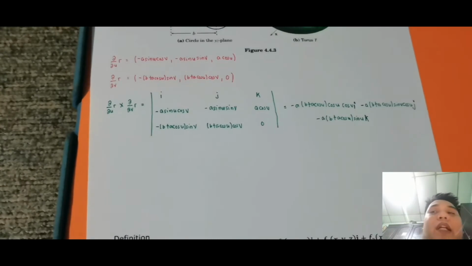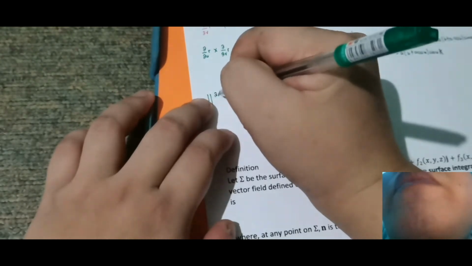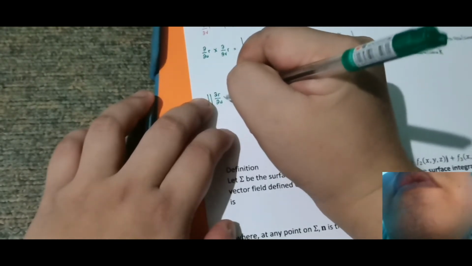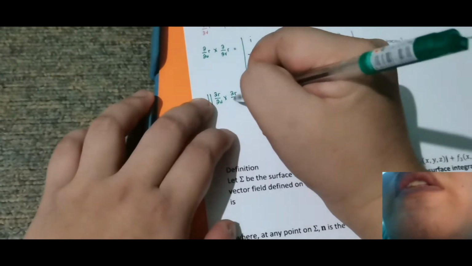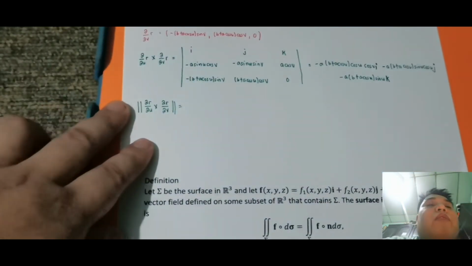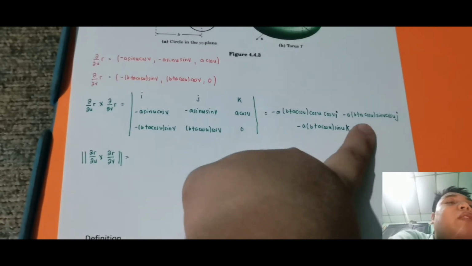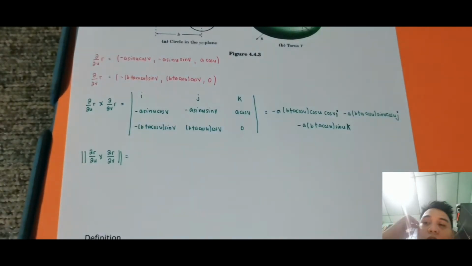So next is, ano yung kailangan? Kailangan po natin kunin yung magnitude niyan kasi bago tayo mag-proceed sa formula. So kunin natin yung magnitude ng partial derivative of r with respect sa u cross partial derivative of r with respect sa b. Para kunin yung magnitude, since component vector, i-square ko to, plus square nito, plus square nito. Tapos square root nun.